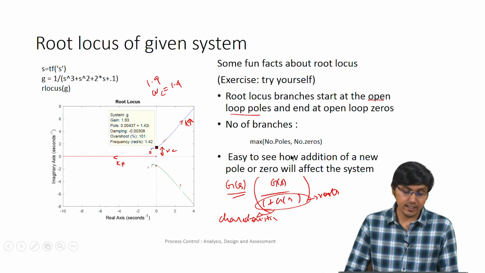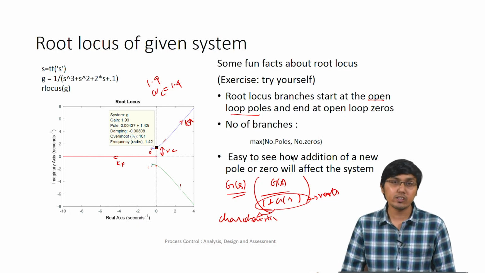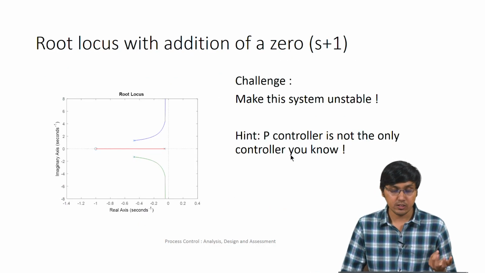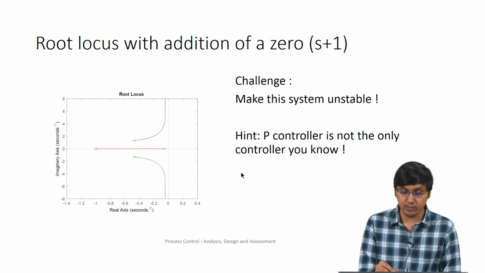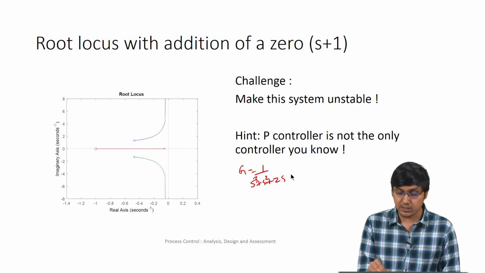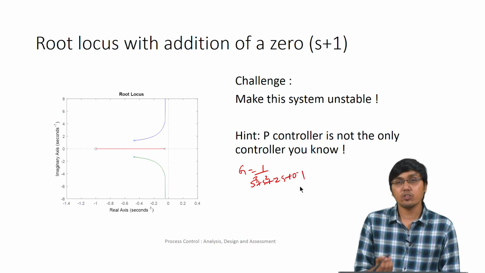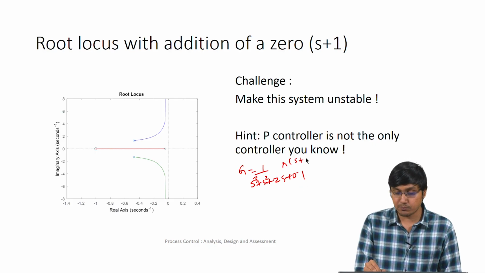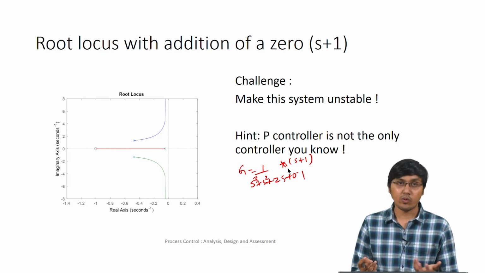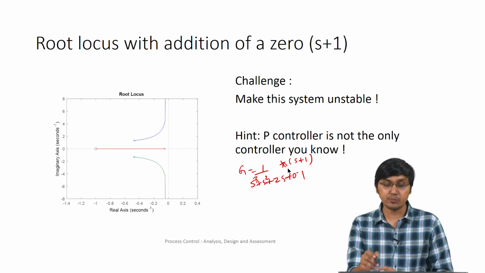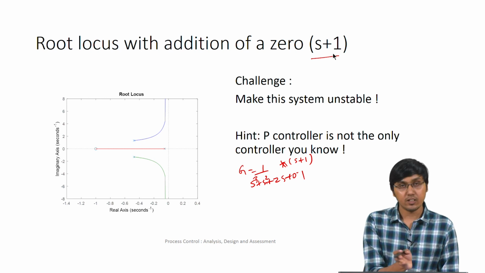One thing we can do with root locus is ask what if we had a zero and what if we had a pole. We had G of s equal to 1 over s cube plus s square plus 2s plus 0.1. What if we multiply this by s plus 1? And then what is the effect of adding this particular pole on the root locus?